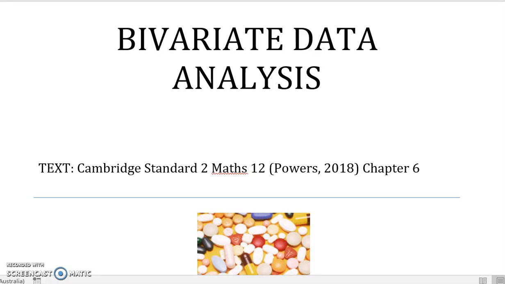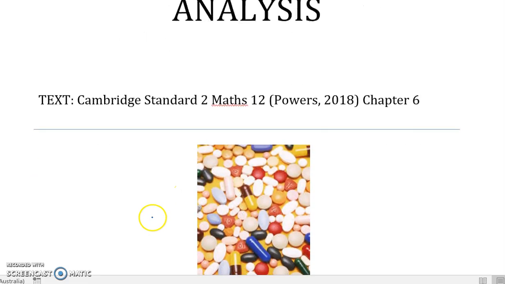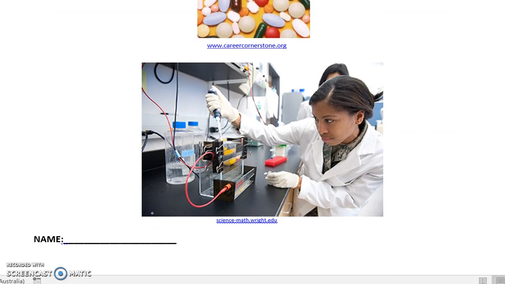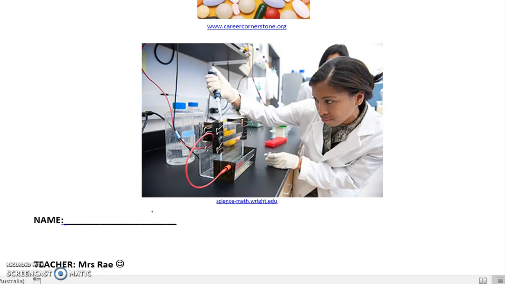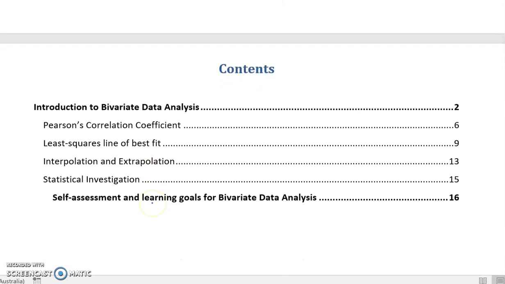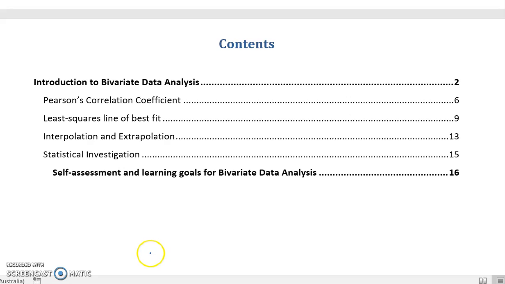Hi everyone, today we're going to be learning about bivariate data analysis. This is our new topic and it's a pretty exciting topic actually. It's really interesting and there's a lot that can be learned and is actually used in the world, particularly in the world of medicine.